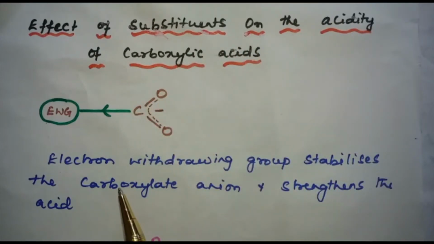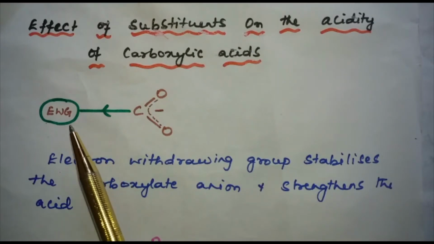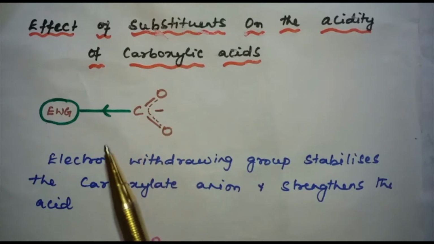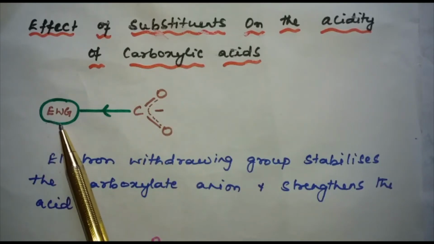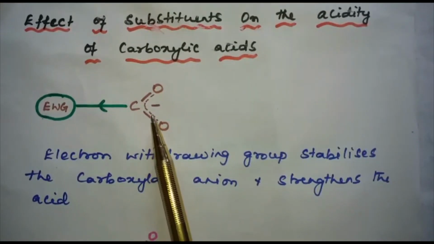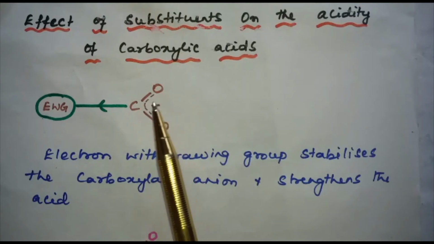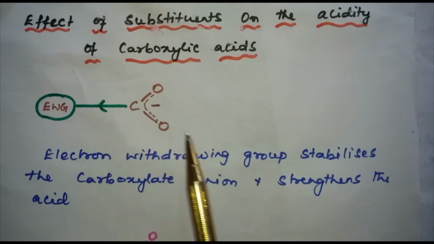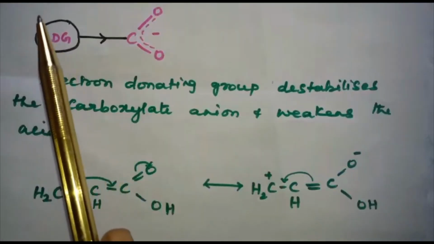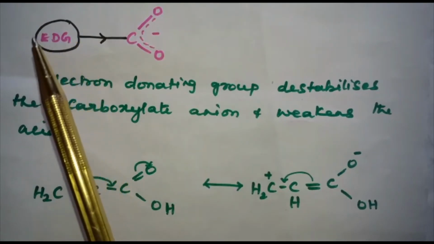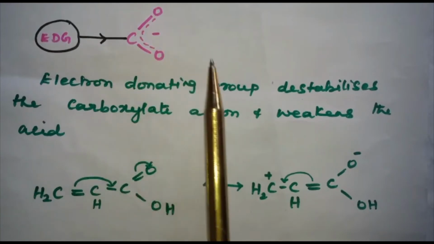Substituents may affect the stability of the conjugate base, and they also affect the acidity of carboxylic acid. Electron withdrawing groups increase the acidity of carboxylic acids by stabilizing the conjugate base through delocalization of negative charge by inductive or resonance effects. Conversely, electron donating groups decrease the acidity by destabilizing the conjugate base.